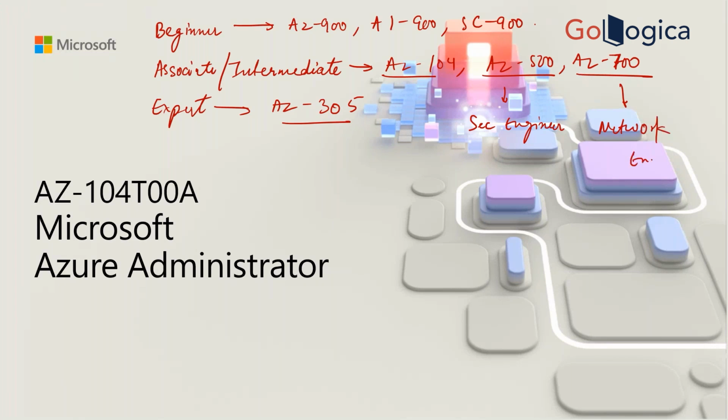So it all depends upon you, what kind of interests you have. Based on that, you can choose it. If you are interested in networking, AZ-700 is a golden course for you. If you are interested in DevOps, then you have AZ-400. If you want to work on the developer side, like Azure Developer Associate, then you have AZ-204 for that.